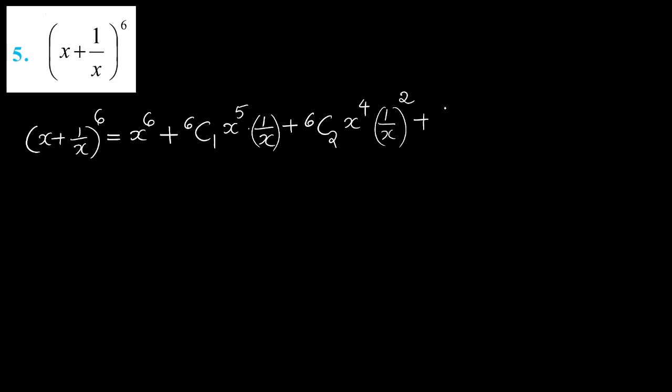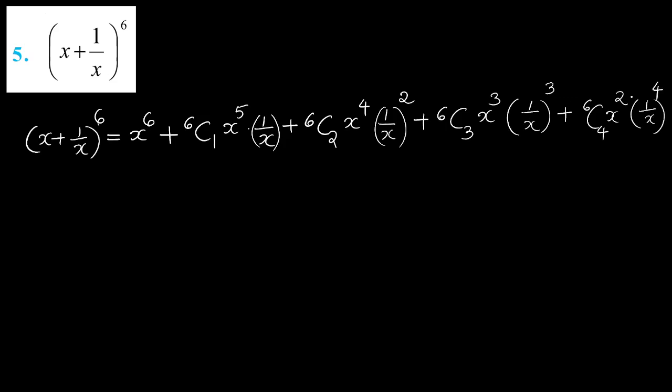After 6c2, you will get 6c3. x raised to 4 becomes x raised to 3. Power decreases by 1, the other one increases by 1. After 6c3 you will get 6c4. x cube becomes x square, and 1 by x cube becomes 1 by x raised to 4. Power increased. And after 6c4 you will get 6c5. x square becomes x, 1 by x raised to 5. After 6c5 you will get 6c6.